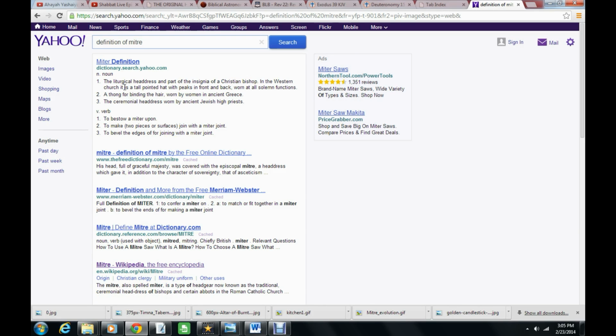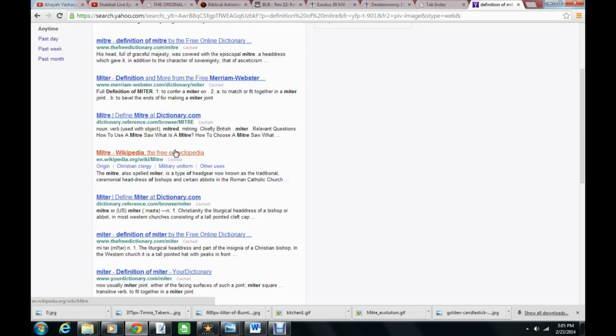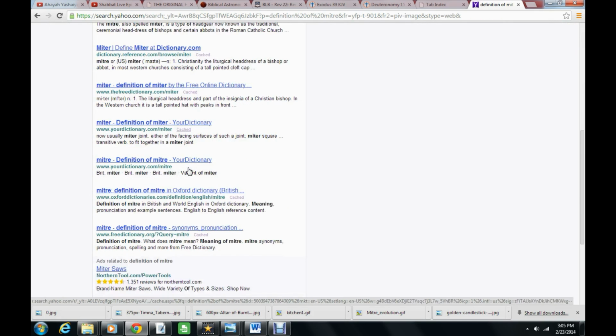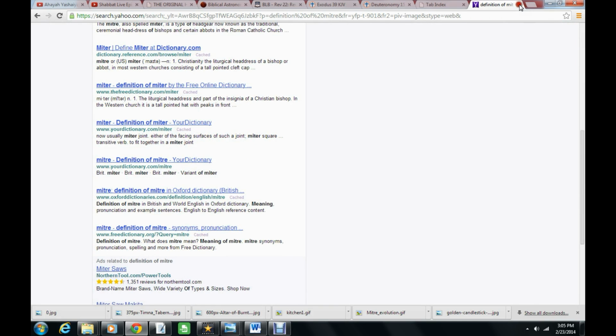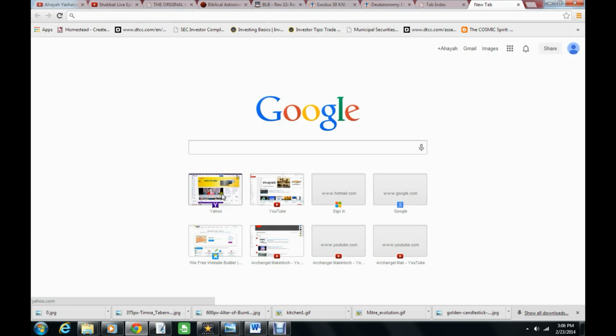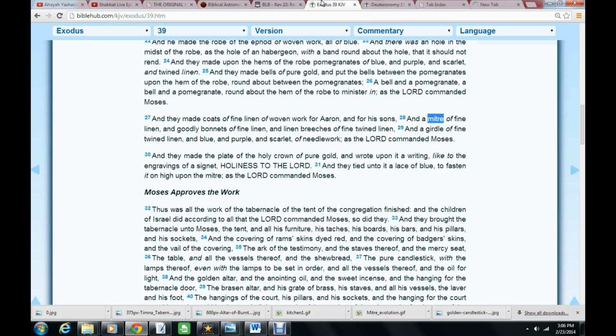The liturgical headdress and part of the insignia of a Christian bishop in the Western Church. It is a tall pointed hat with peaks in front and back, worn at all solemn functions. So we've got to get a picture of that if we can. Alright, give me one second.